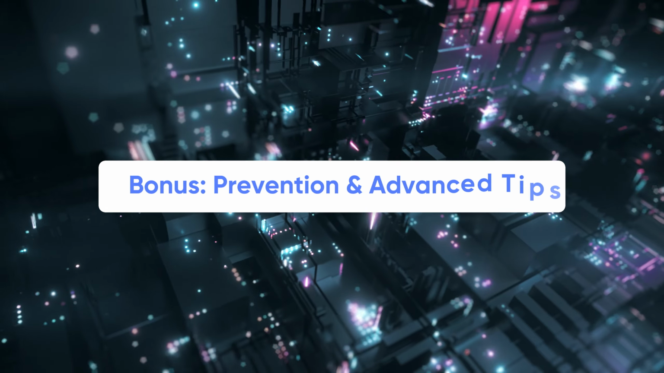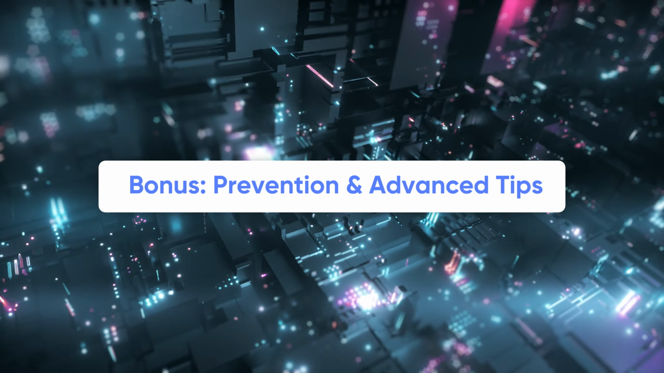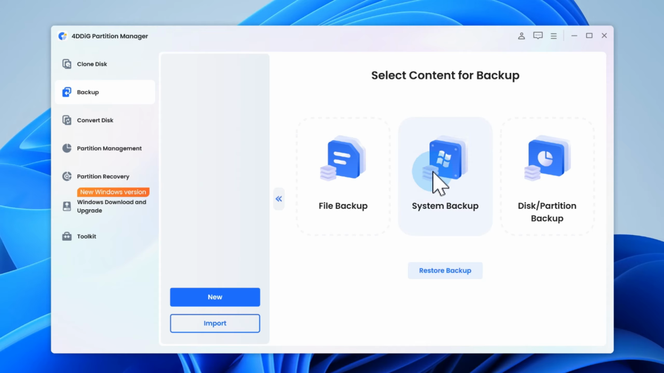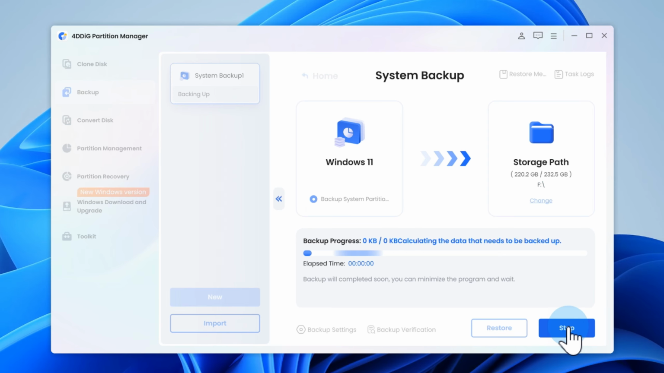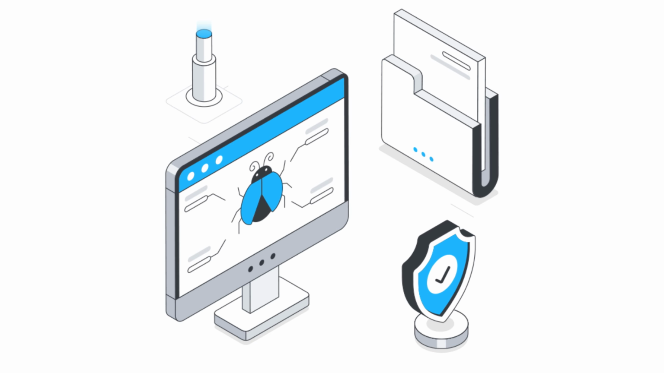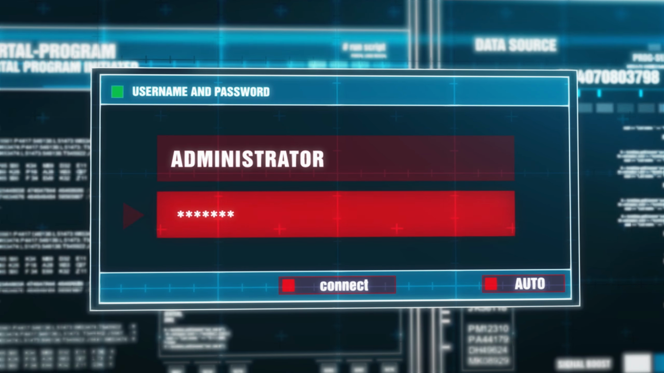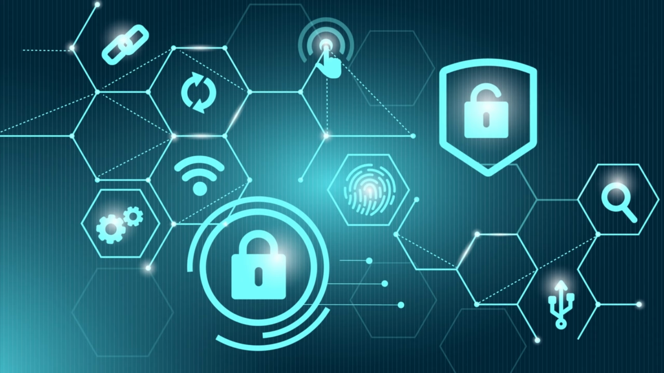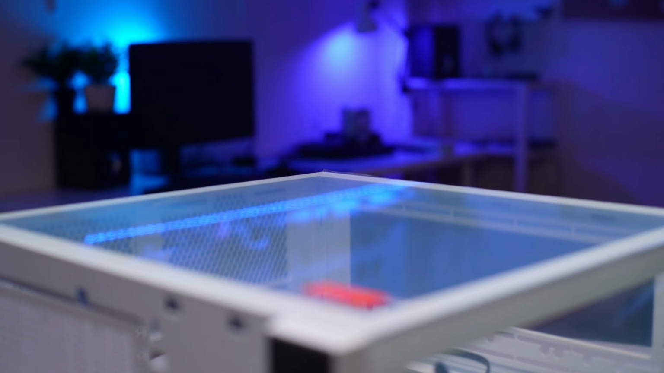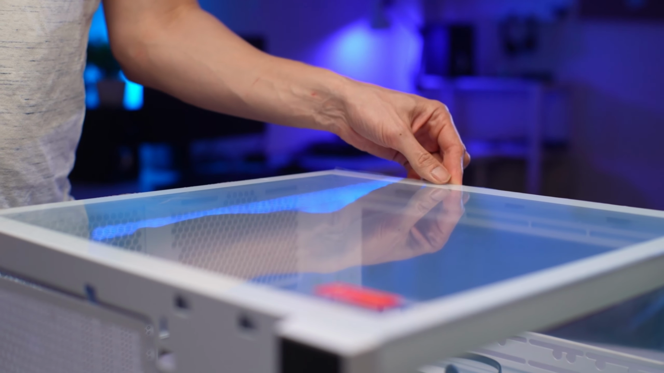Bonus, prevention, and advanced tips. To avoid headaches in the future, keep these tips in mind. First, always back up your important files before installing monthly updates. Second, temporarily disable real-time protection in your antivirus tools, like 360 or other security suites, which can scan in the background and block update files. Third, run the DISM and SFC commands I showed earlier once every month or two. It keeps your component store clean and prevents future problems.